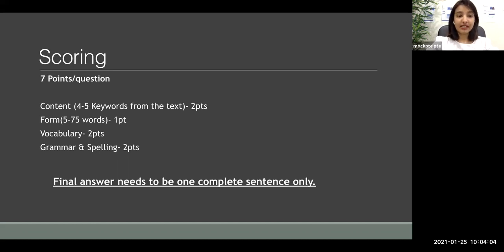So your summary is evaluated based on 7 points per question, which is broken down for content, form, vocabulary, grammar, and spelling. Content will be given 2 points, form will be given 1 point, vocabulary will be given 2 points, grammar and spelling will be given 2 points. So we need to go through each of these factors one by one. First factor, content. So content everywhere is the same in PTE.